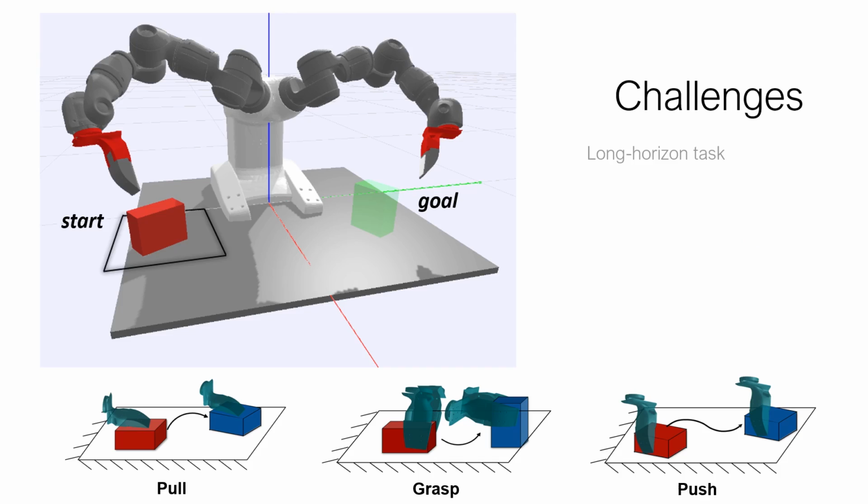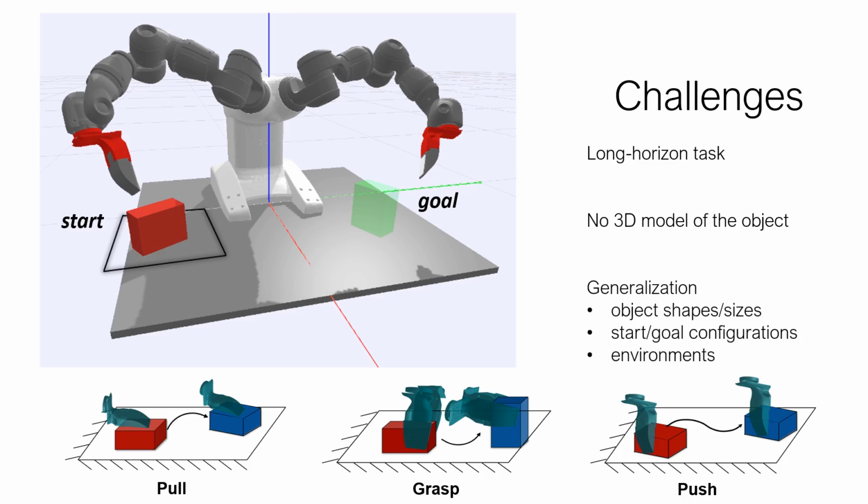The long horizon nature of the task already presents some difficulties. However, we also assume that the 3D model of the manipulated object is not known, which creates many additional challenges for current approaches from task and motion planning. Our goal is to overcome these difficulties and enable both generalization to unknown objects and long-term planning.